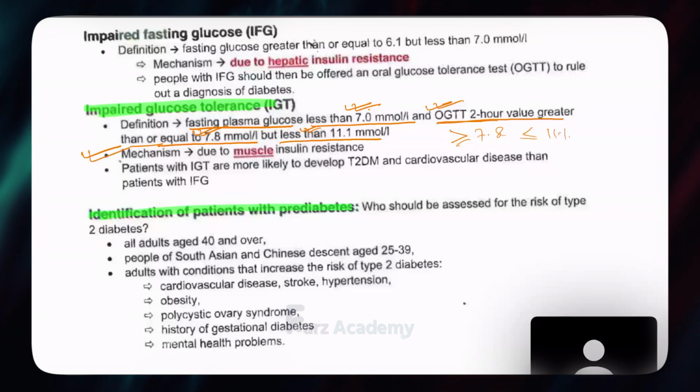This is due to muscle insulin resistance. Patients with impaired glucose tolerance are more likely to develop type 2 DM and cardiovascular disease. Identification of patients with prediabetes: all adults age 40 and over, especially people of South Asian and Chinese descent of this age group, and with any of these comorbidities. These patients should be assessed for diabetes or impaired glucose tolerance. Okay.